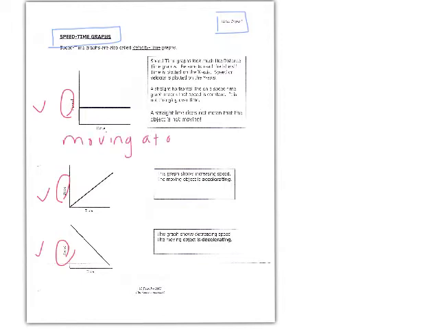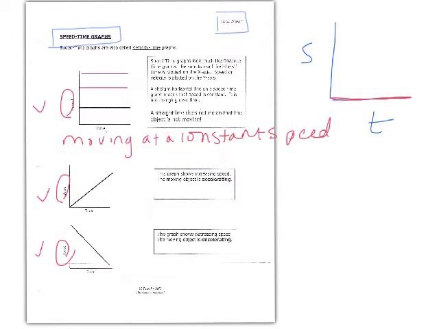So a horizontal line in this case no longer means that the object isn't moving, but that it's moving at a constant speed, or an unchanging speed. If you wanted to show no speed on a speed time graph, it would be a horizontal line, but it could only be at 0. It's the only way you can show that it's not moving on a speed time graph. Any line above 0 means that you are moving at a constant speed.